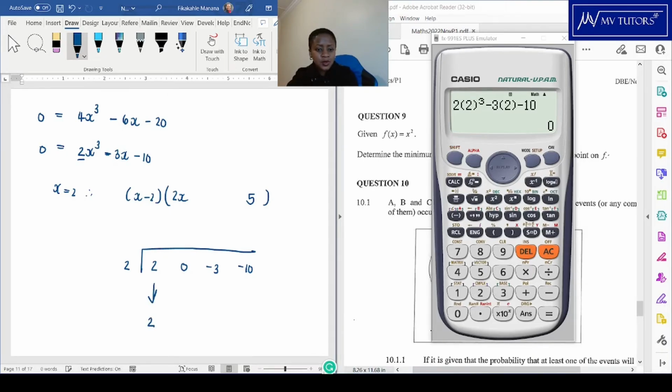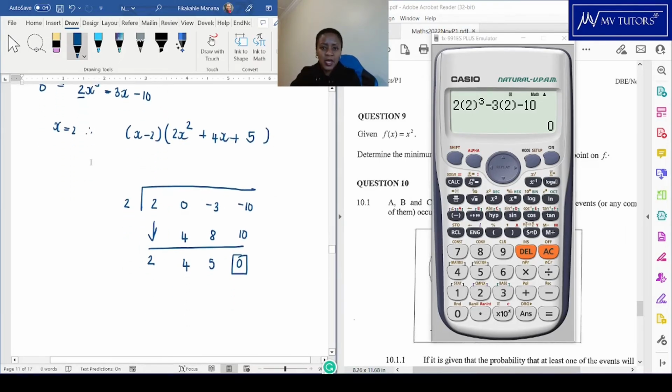And then 2 times 2 is 4. So 0 plus 4 is just 4. Then 2 times 4 is 8. Minus 3 plus 8 is 5. 5 times 2 is 10. Minus 10 plus 10 is 0. Guys, if you do not get 0 here at the end, it's wrong. Okay, so we have x minus 2 times 2x squared plus 4x plus 5. Okay, so there we got it.